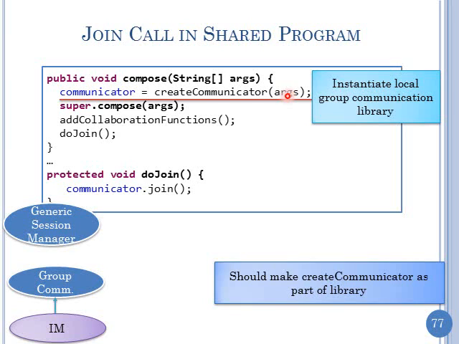And add collaboration functions. What do you guys think this is doing? This is clear. It's doing the join, which is just saying join. What could this be doing?